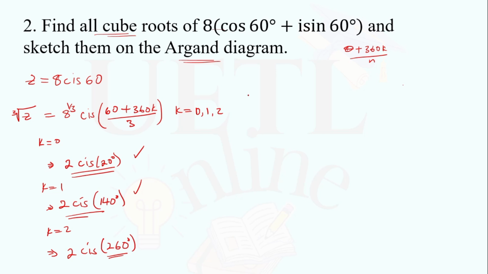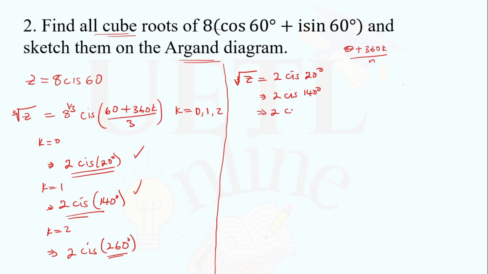Our next duty is drawing them on the Argand diagram. So let's write them down. The cube root of z is equal to, the first one is 2 CIS 20 degrees, the second one is 2 CIS 140 degrees, and the third one is 2 CIS 260 degrees. So what we'll do is draw this on an Argand diagram.